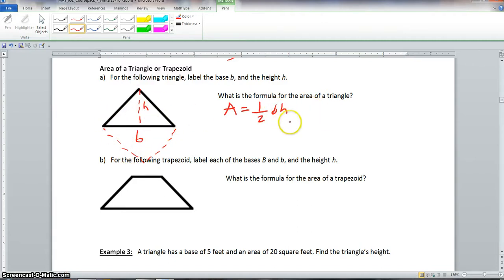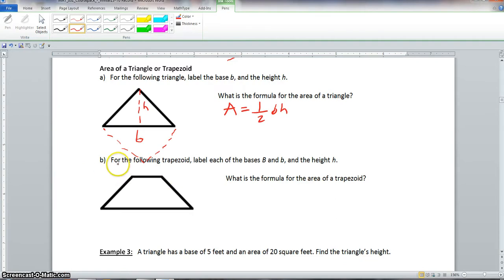Your base and height is equivalent to the length and width. So what happens here is this is cut in half. So that is why we have half of the base times the height. That's how we derive the area formula for the triangle.